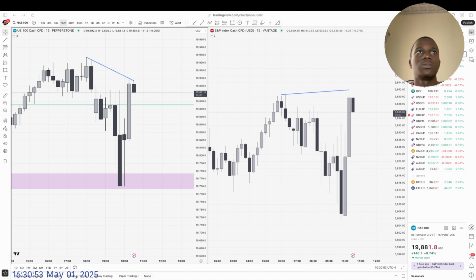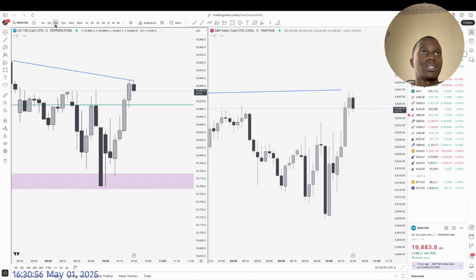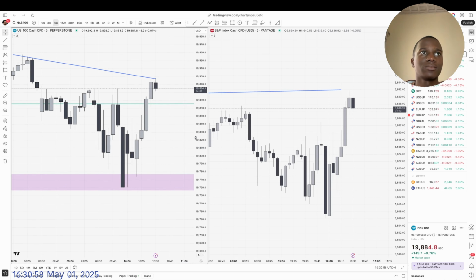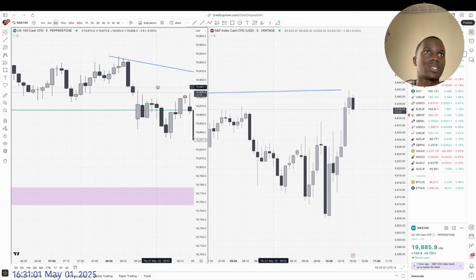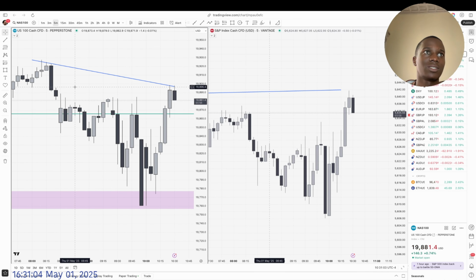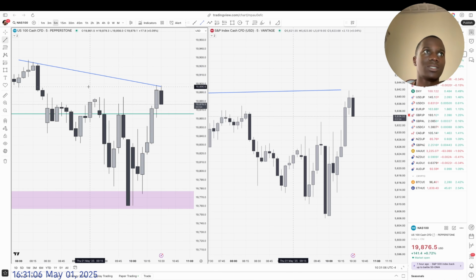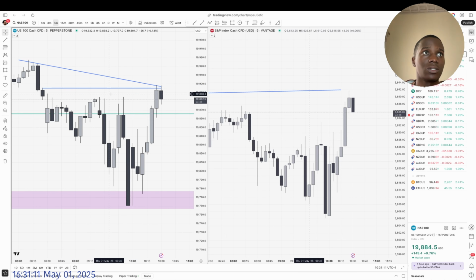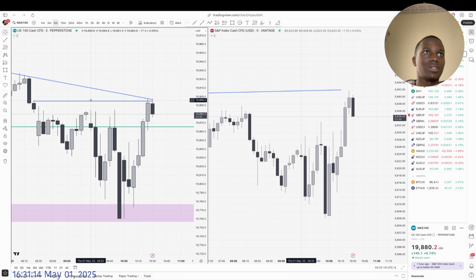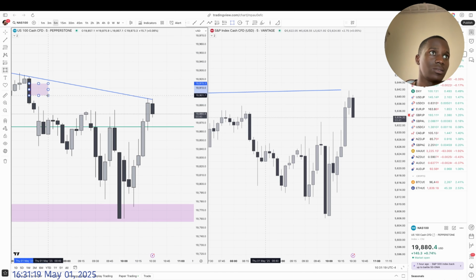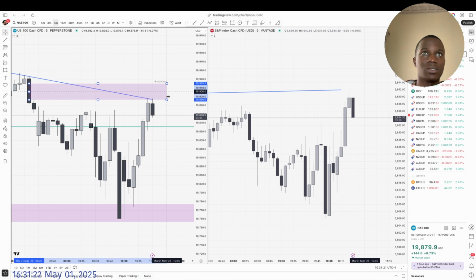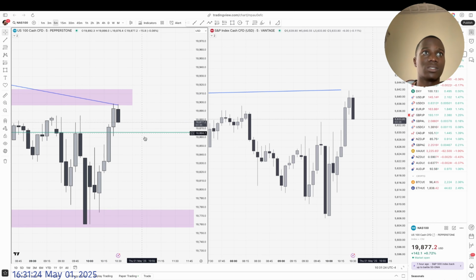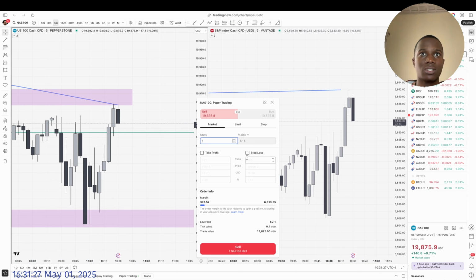You can see it has started to drop a bit. Look at 5 minutes and see if you can get an entry as soon as it reacts to this fair value gap, sorry, this fair value gap, not order block. So let's mark it up. This 5 minute fair value gap, and let's put in a sell and do something like this.